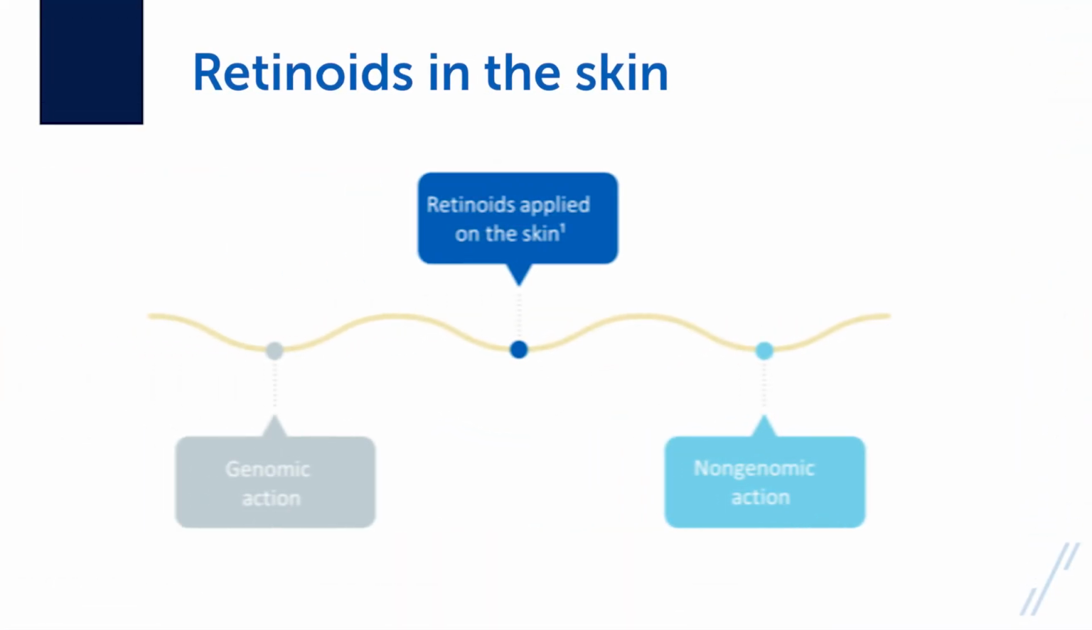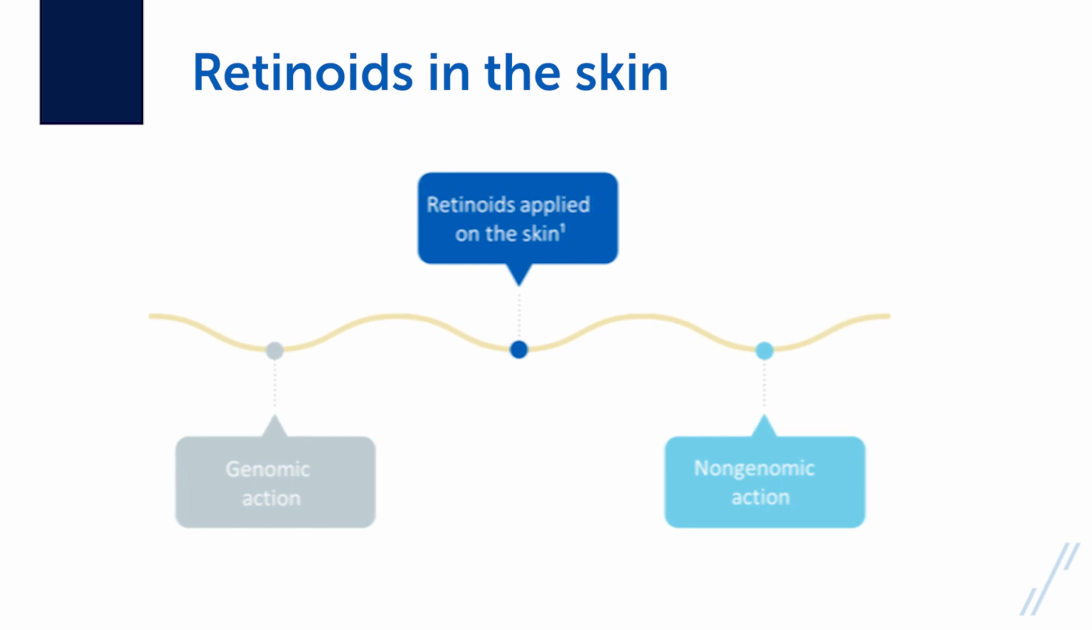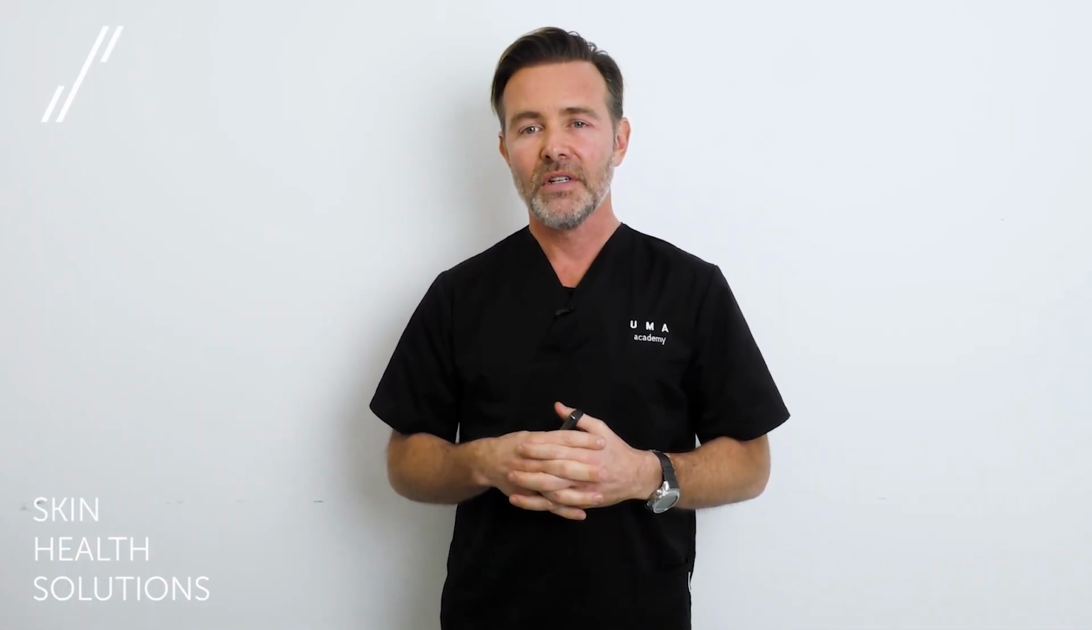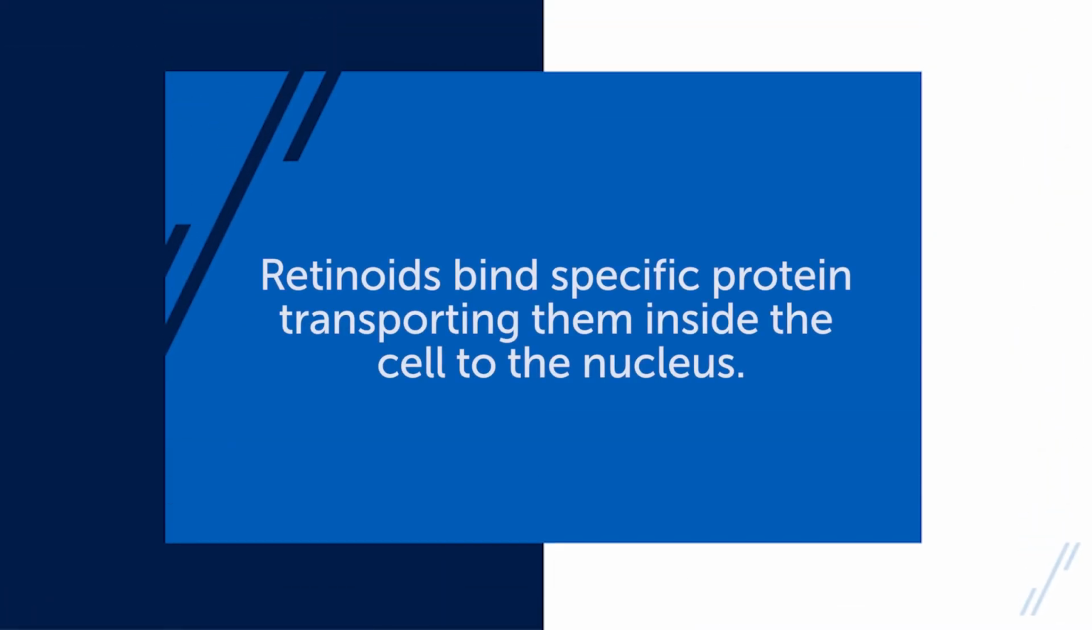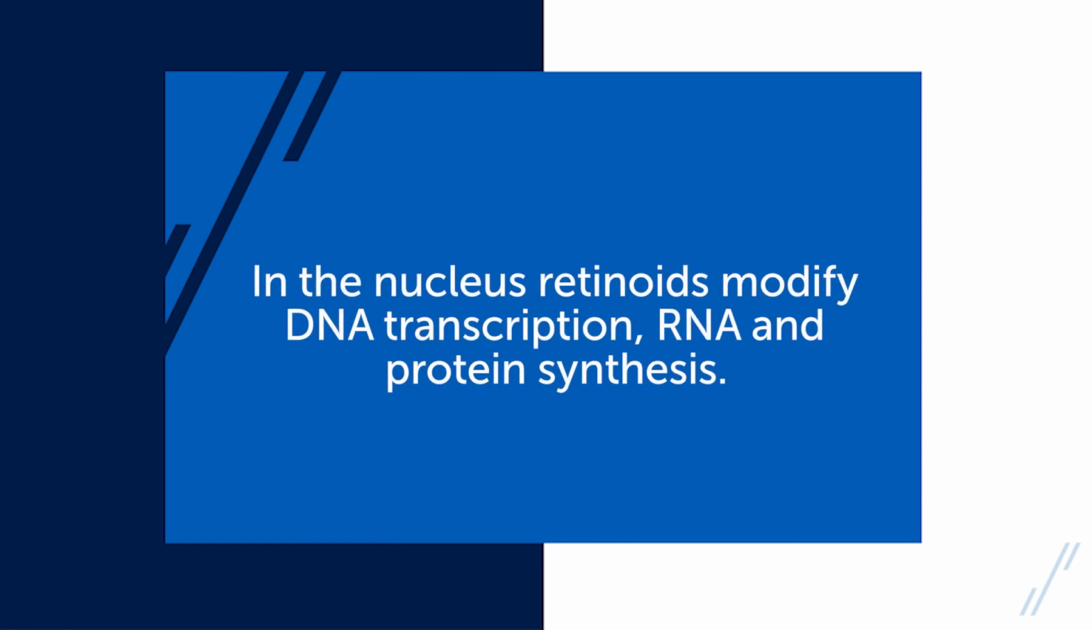Retinoids are hormone-like cosmetic ingredients with genomic and non-genomic action. The genomic activity is the most important one for restructuring of the skin induced by retinoids. Retinoids bind specific proteins, transporting them inside the cell and all the way into the nucleus. Inside the nucleus, retinoids bind specific promoter genes, thus modifying DNA transcription and therefore messenger RNA and protein synthesis in the cell.